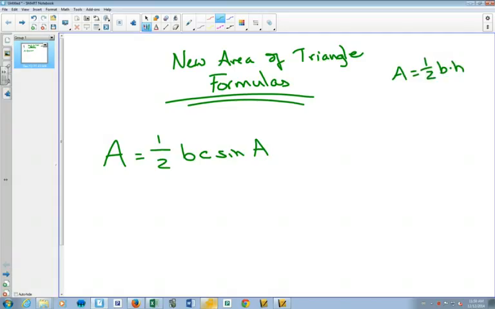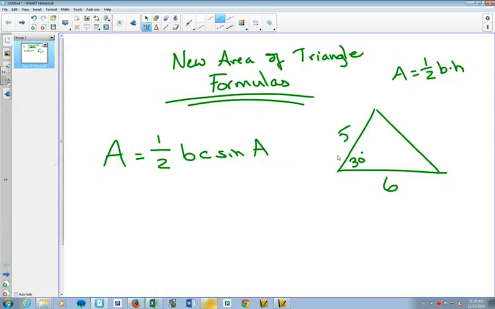Now, we saw in this unit that we started to deal with triangles that weren't right-angled triangles. Before, we always had right-angled triangles, so one side was always the height, and you could easily figure out the area using the old formula, 1/2 base times height. But sometimes we get questions like this that don't have the height.